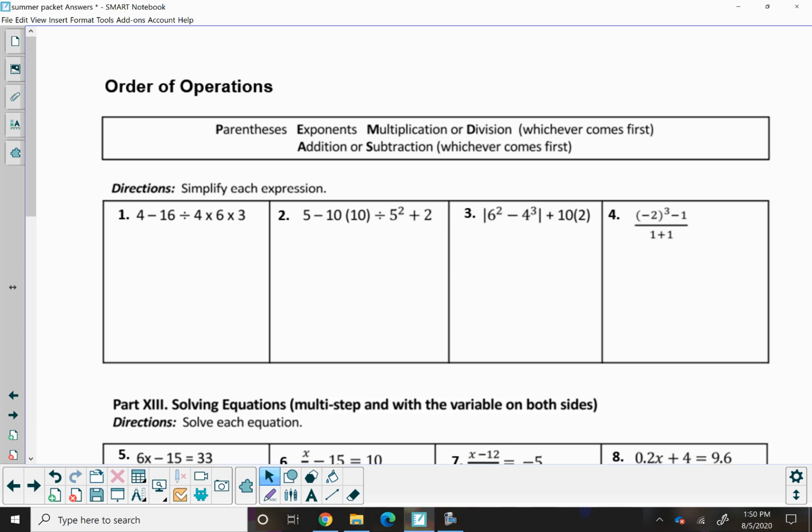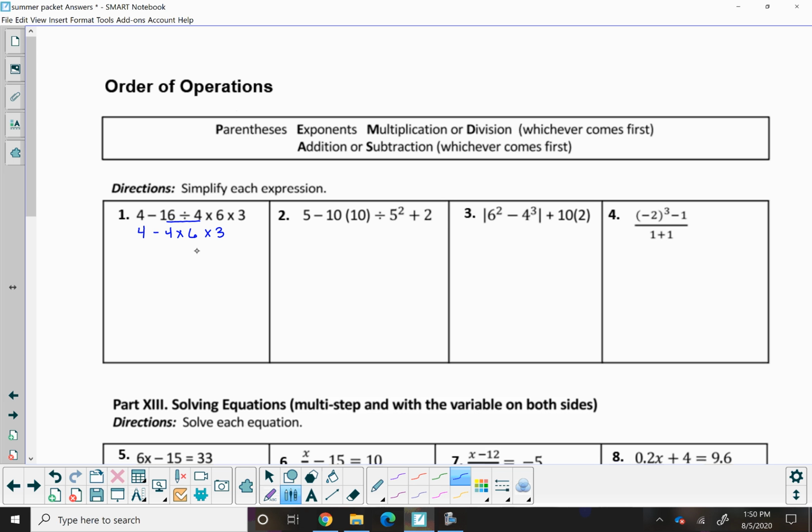This one, the first one, I'm going to follow the order of operations. So we have to do parentheses, exponents, multiplication or division, whichever comes first, addition and subtraction, whatever comes first. If I look at the first one, division comes first. So I'm going to have 4 minus 16 divided by 4 is 4 times 6 times 3.